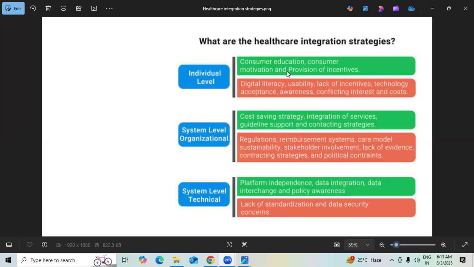Second, we call it system level organizational. Third, system level technical. So these are the three different levels we have when we are working on the integration part. The first one is individual level. Second, system level organizational. Third, system level technical.